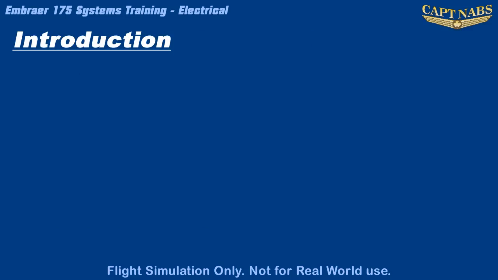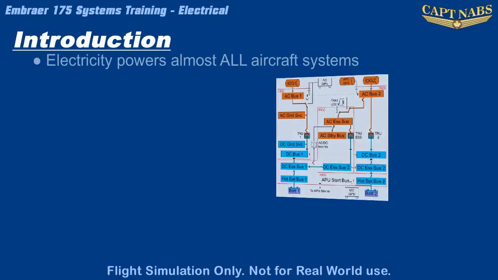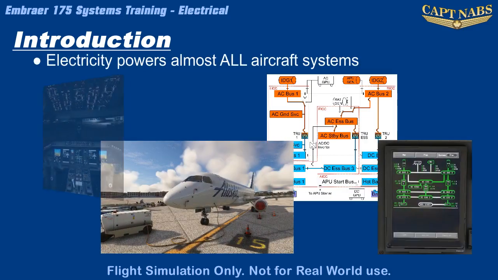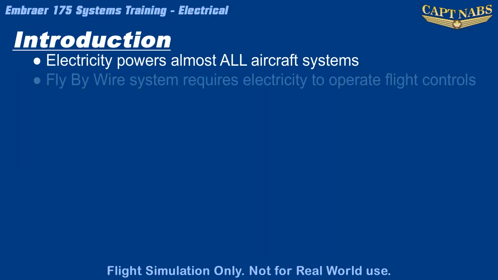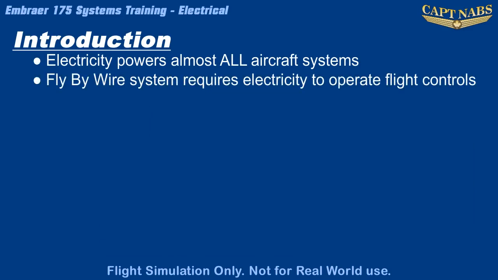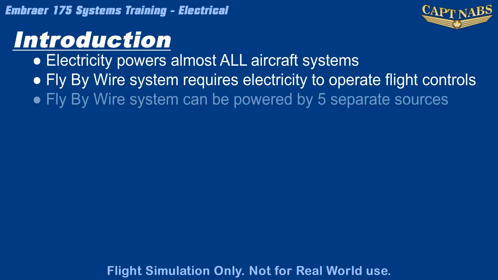The electrical system on the Embraer E175 is an essential source of power for most other systems in the aircraft. As such, it is designed with a high level of redundancy to ensure individual failures do not affect the safe conduct of the flight. This is especially important due to the fly-by-wire design of the flight controls, which require electrical power to operate the flight controls in flight. The fly-by-wire system can be powered by no less than 5 different power sources to ensure the flight controls are always operable.